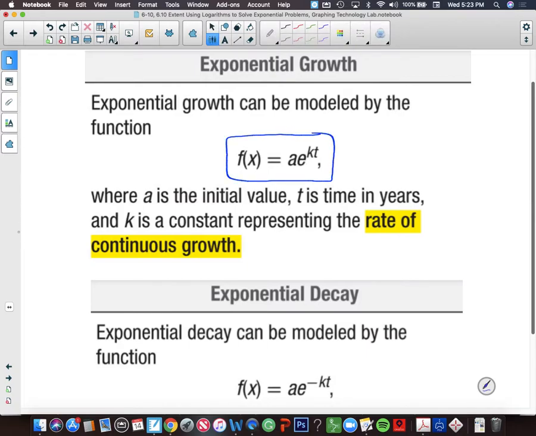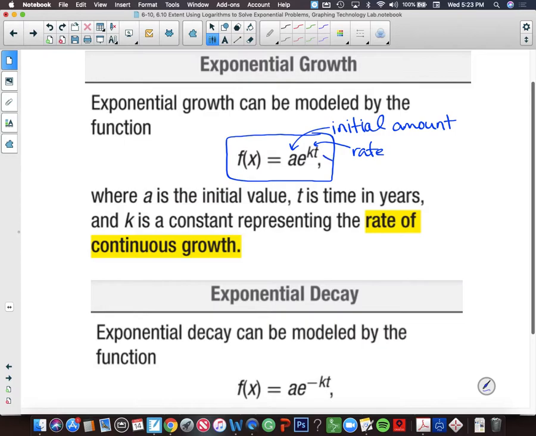We have A e to the kt, where A is the initial amount of something, then k is going to be our growth factor or rate of growth, okay? So that's kind of like the rate. And sometimes that could be a nice decimal, sometimes that could be a decimal that has like 4 or 5 places to it, okay? It depends on how it comes out of the problem.